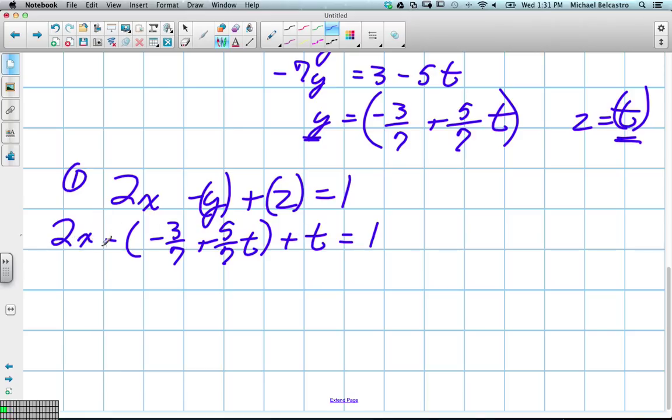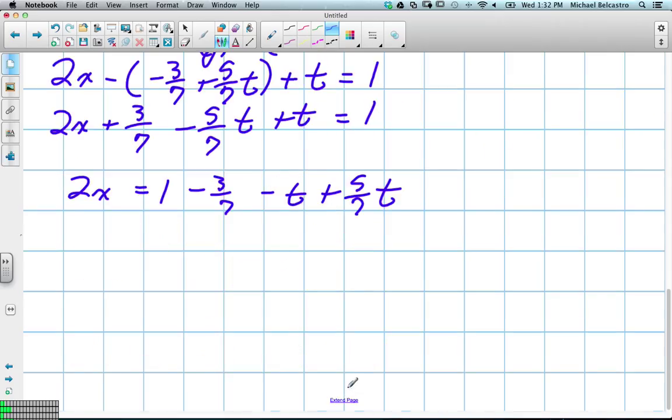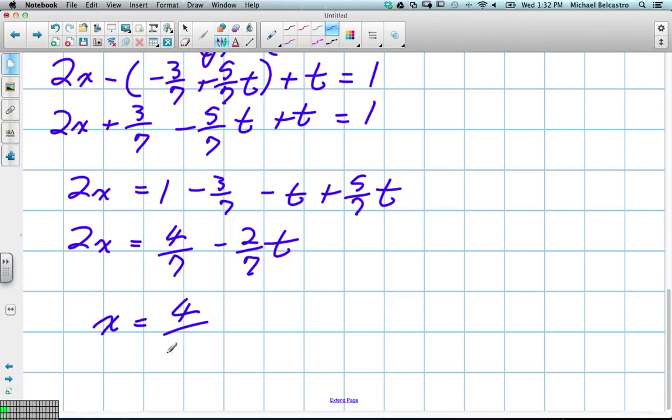So we're going to isolate for our x. We'll distribute that negative: 2x plus 3 over 7 minus 5 over 7t plus t equals 1. We'll move everything to the other side, so we have 2x is equal to 1 minus 3 over 7 minus t plus 5 over 7t. And we'll collect our like terms. 2x is equal to 4 over 7. That becomes negative 7 over 7, so negative 2 over 7t. Someone double check that fraction for me. And we divide by 2. x is equal to 4 over 14 minus 2 over 14t.